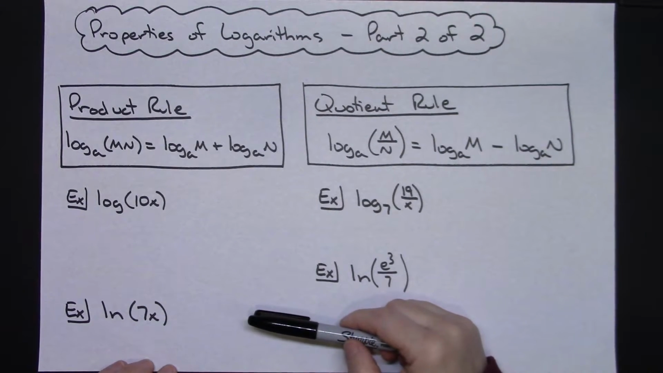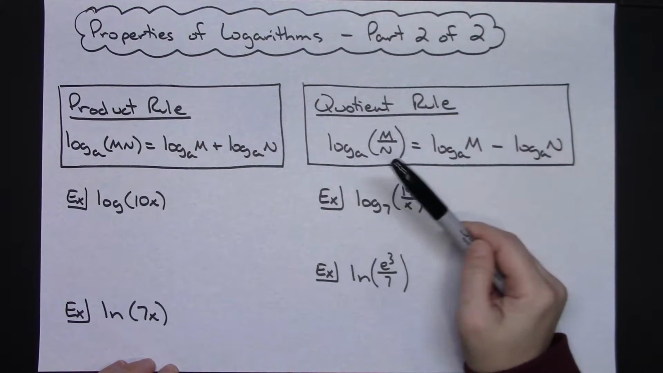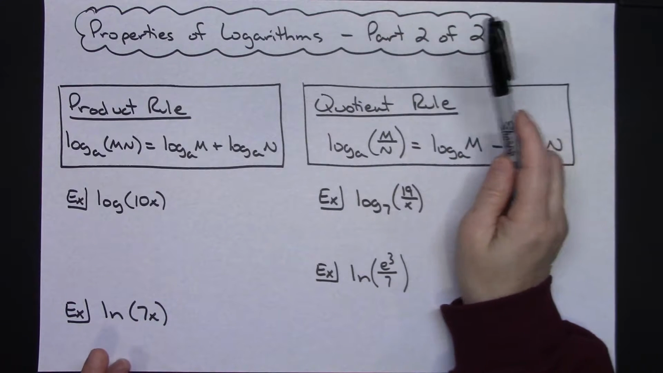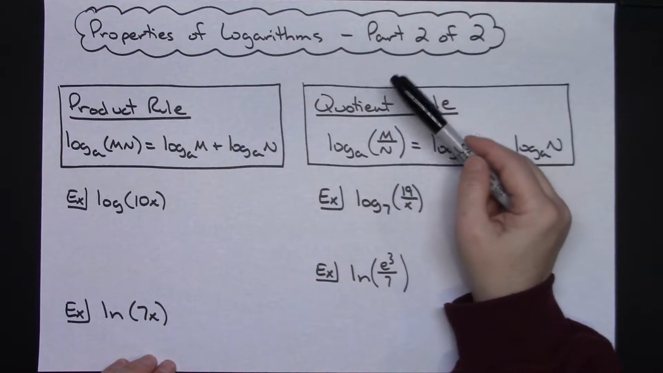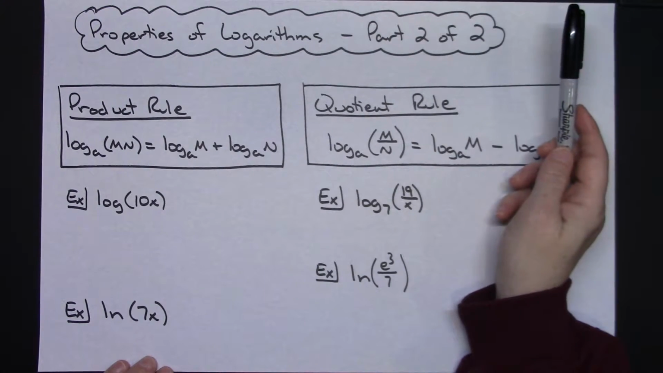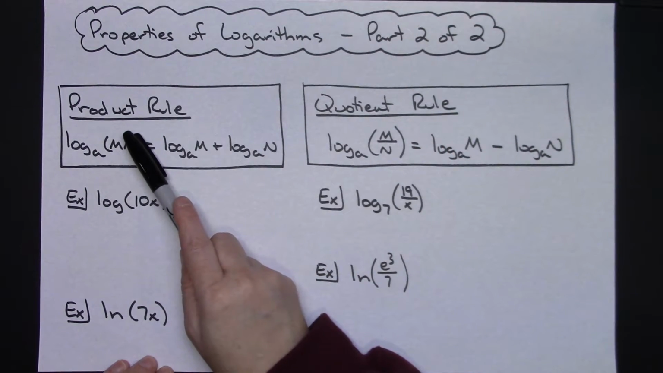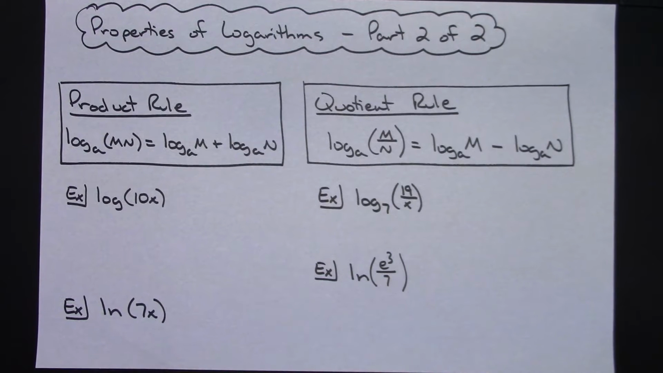In this video I am going to go through just two properties of logarithms. This is part 2 of 2. I did a part 1 that had roughly 4 different types of properties of logarithms that you might want to watch before this. But this will cover the last 2 properties, the product rule and the quotient rule.